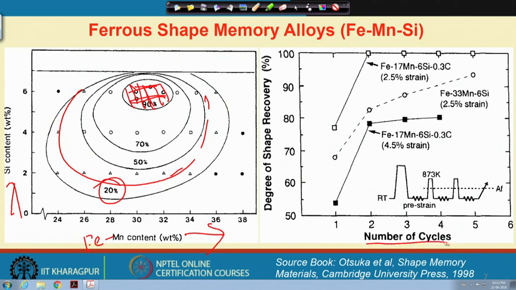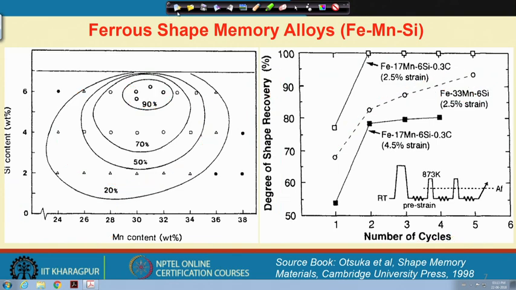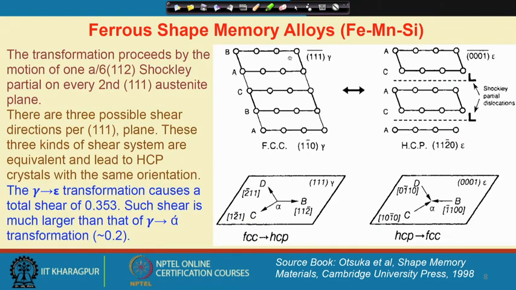However, if you increase the number of cycles, meaning the training, or let us say the thermomechanical treatment, then the degree of the shape recovery will improve. So, let us say here in the iron and manganese system with some amount of silicon, it has been observed that there is some increase of the recovery strain. So, this is also important information, that in the case of ferrous martensite or ferrous shape memory alloys, a thermomechanical treatment is required in order to obtain a good shape strain.